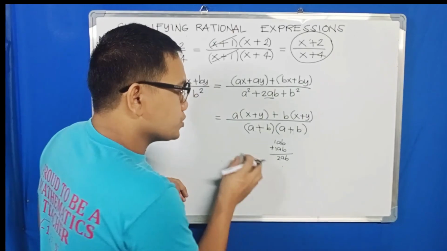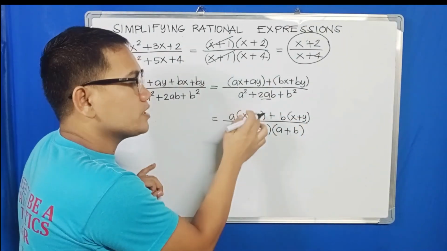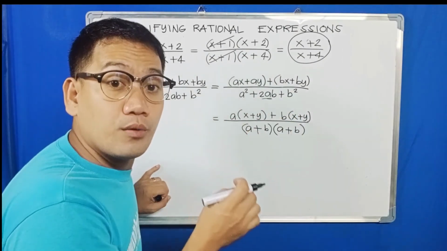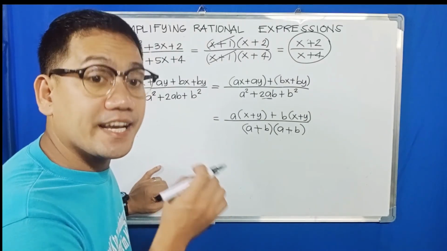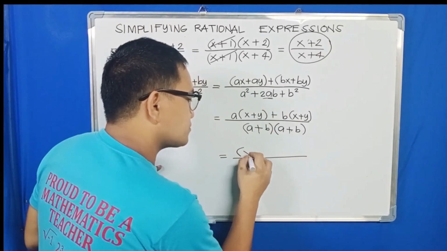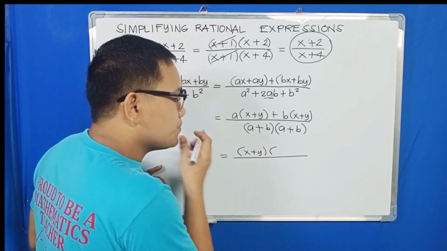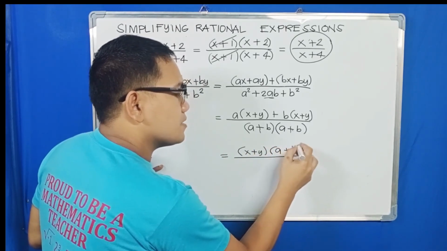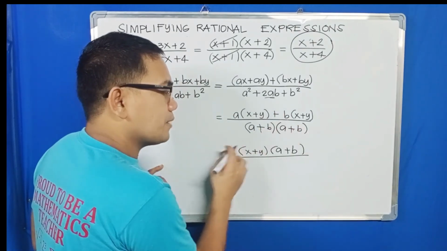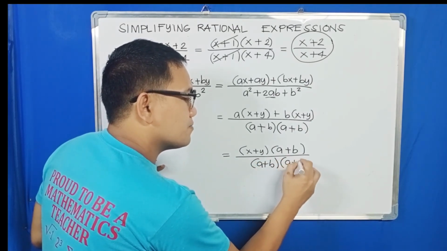Let's try to continue our solution. So if we notice our numerator, we have a times quantity x plus y plus b times quantity x plus y. Still, we have a common factor, and that is x plus y. So we can factor out quantity x plus y. And another factored term would be a plus b. Then we will copy our denominator, which is quantity a plus b times quantity a plus b.